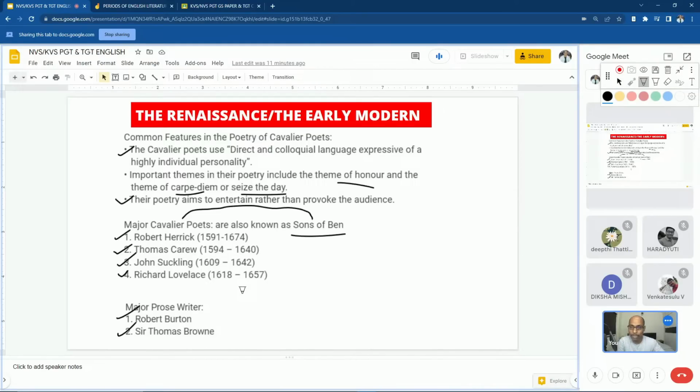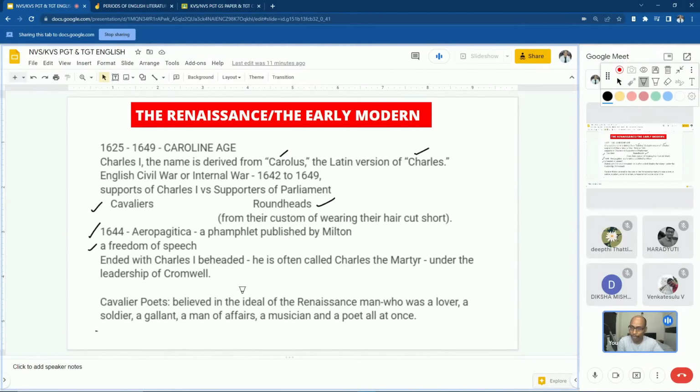Now, before we move into the Commonwealth Puritan Interregnum, what happened in the Caroline age was that King Charles I was ruling the kingdom and he was behaving almost like a dictator, and the parliamentarians and the people were very unhappy. So they invited Oliver Cromwell as Lord Protector, and those people came, captured Charles I and beheaded him. The beheading of Charles I is the end of the Caroline age, and then comes the Puritan Interregnum.